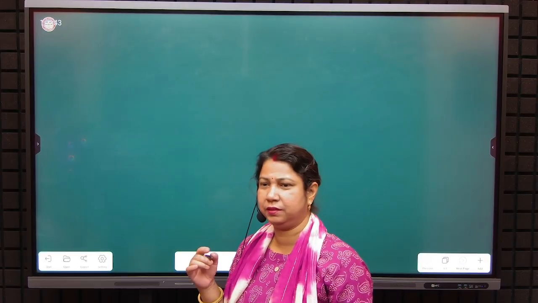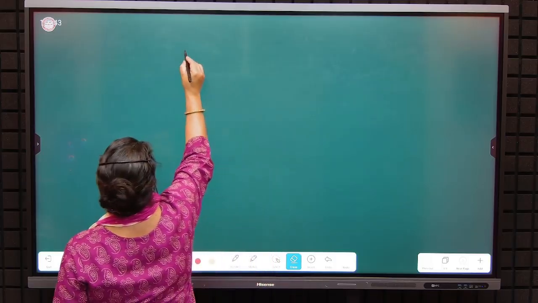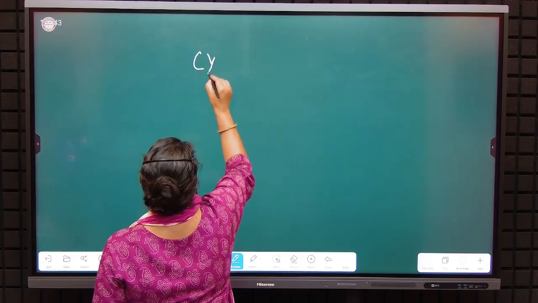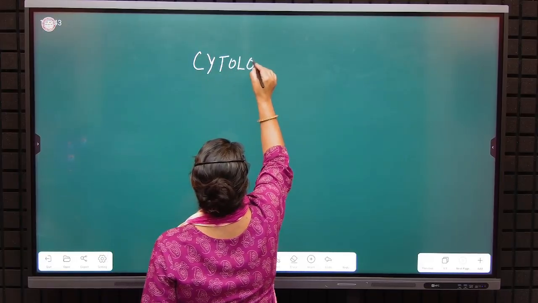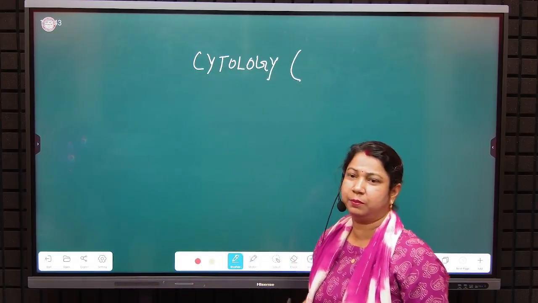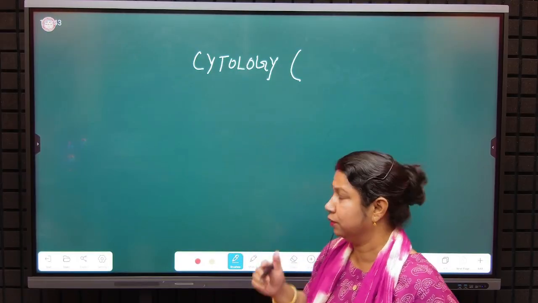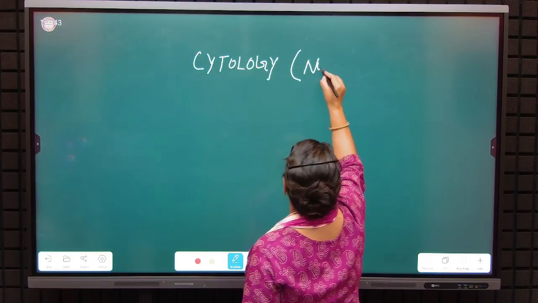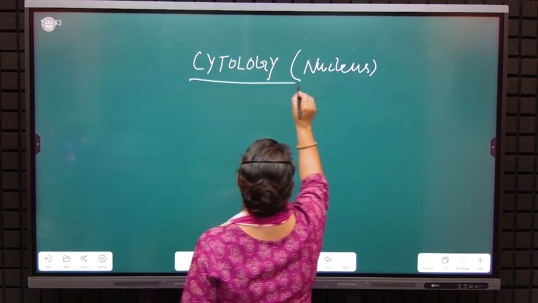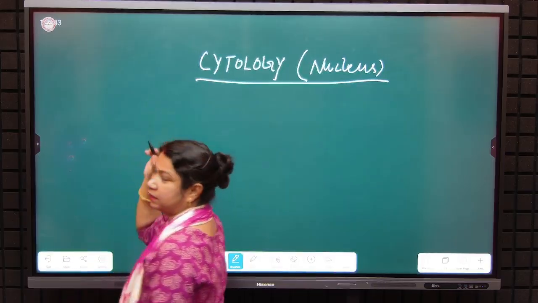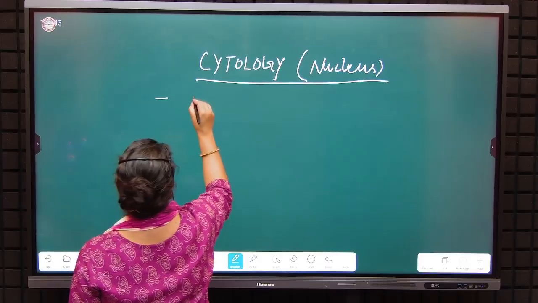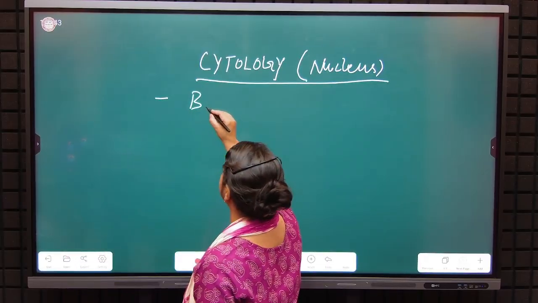Today I discuss cytology, and the part of the cell called the nucleus. This is the most important part of the cell, known as the brain of the cell.